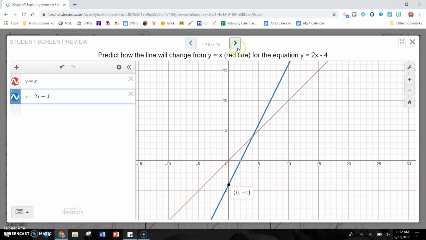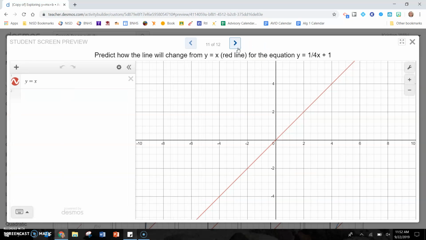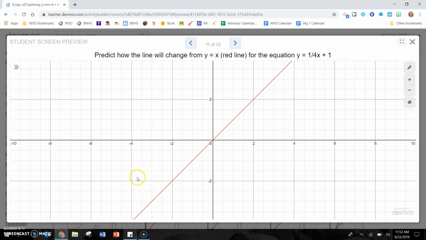Let's try another one. Predict how the line from y equals x, this is the red line, will change for the equation y equals 1/4 x plus 1. So will that graph be steeper or less steep, and will it be shifted up or down?